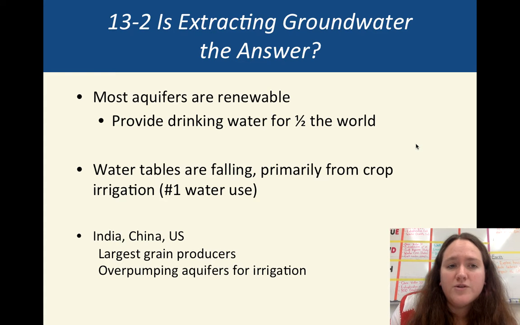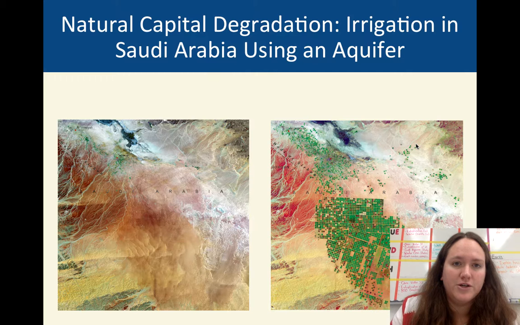So looking at aquifers, this is where a lot of our drinking water comes from. Half of it, if it's not from the surface, like rivers and streams, is going to be from an aquifer, groundwater basically. And we know that water tables are falling, mainly because of irrigation. That's the number one thing that we use water for, is to water our crops. And places like India, China, the US, we produce a ton of grain, and this requires a lot of water. So we're over pumping our aquifers for irrigation.